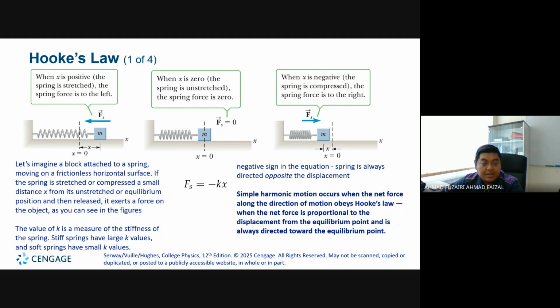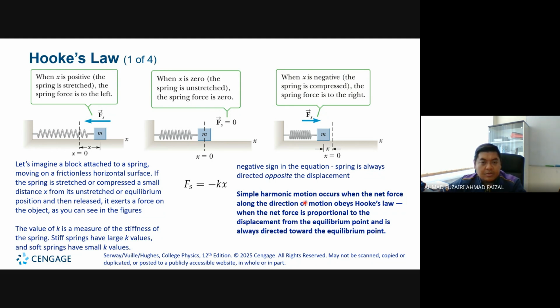This process, remember, this is very important, will repeat. When you play with springs, it always oscillates. The process repeats itself again and again. So from this process, the block continues to oscillate back and forth. This type of motion is what we call simple harmonic motion.